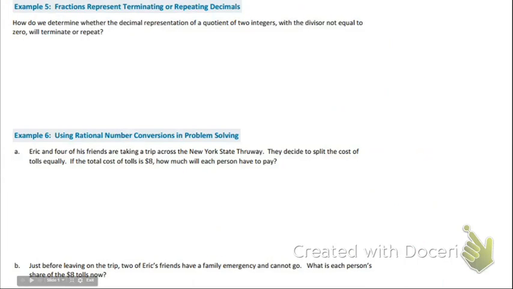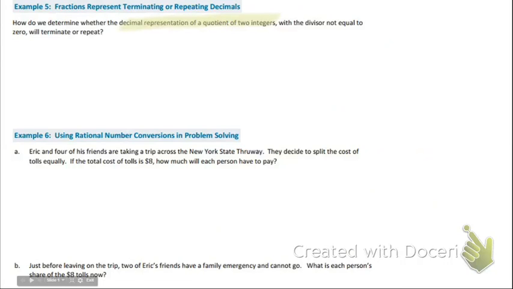Okay, well, this next question, if you tried to read it yourself, can be pretty daunting to read and try to understand, but let me read it out loud to you and then I can try to explain it. How do we determine whether the decimal representation of a quotient of 2 integers, with the divisor not equal to 0, will terminate or repeat?